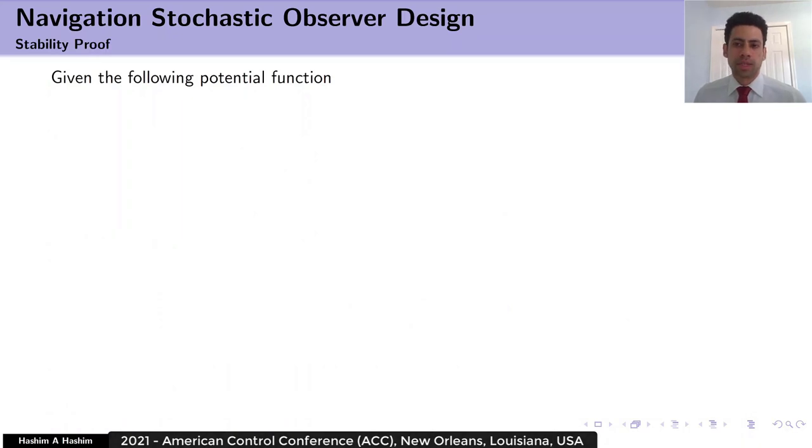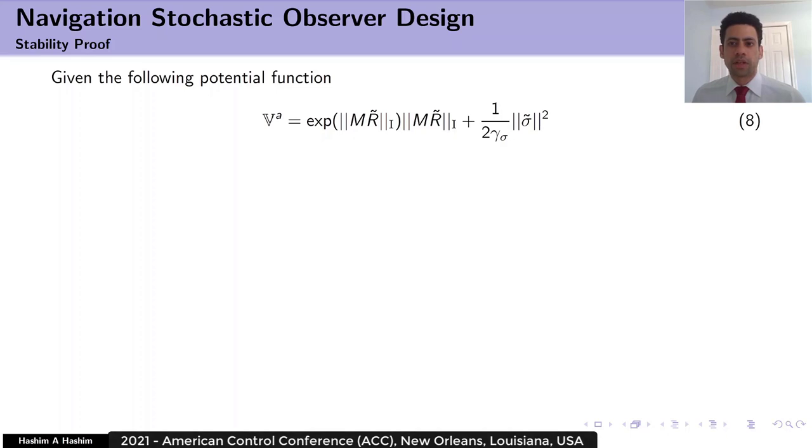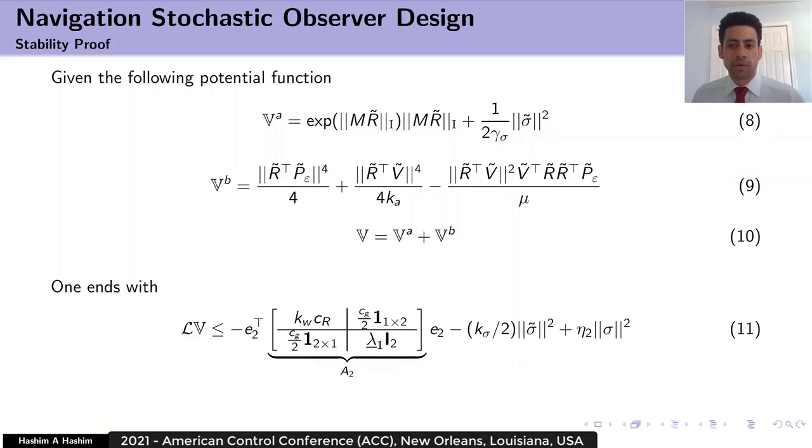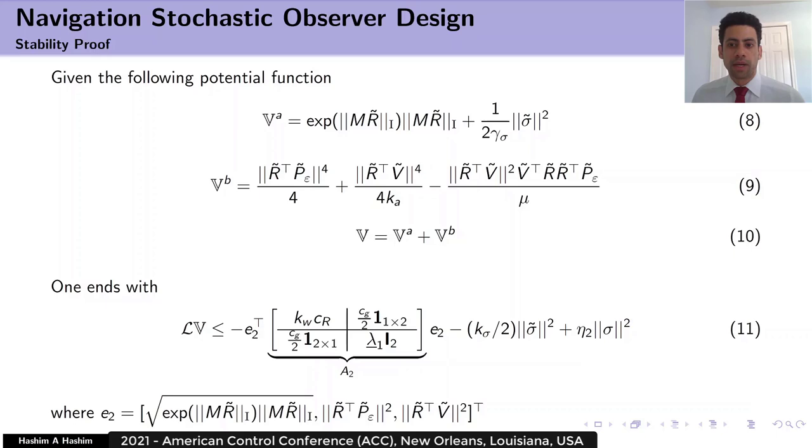Now let's turn to the stability proof. Given the following two potential functions, V A and V B, such that the total potential function is V, which is equal to V A plus V B. As a result, we arrive at the following inequality, where E2 combines orientation and position and velocity errors.